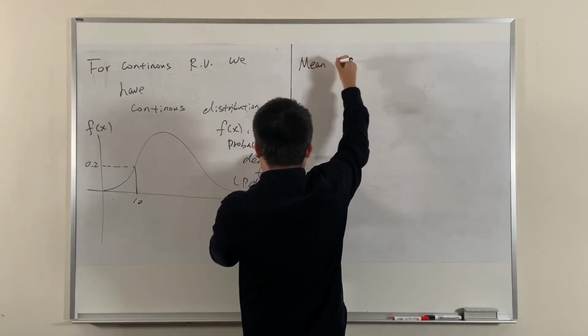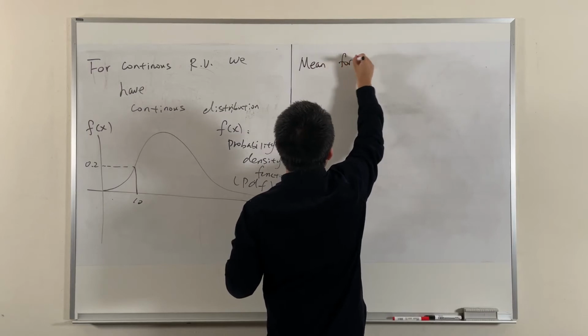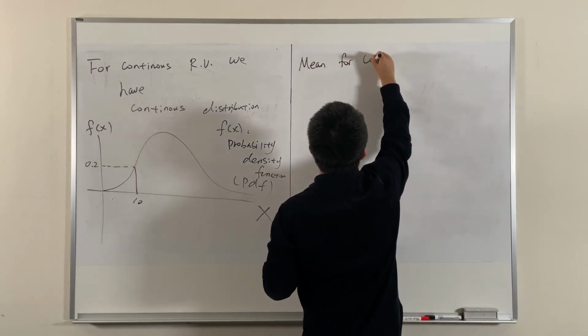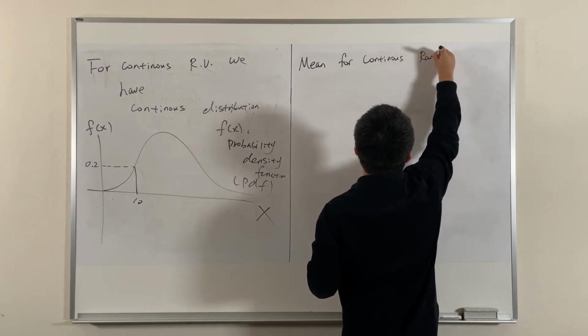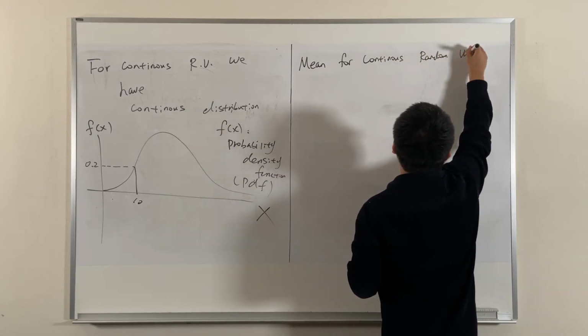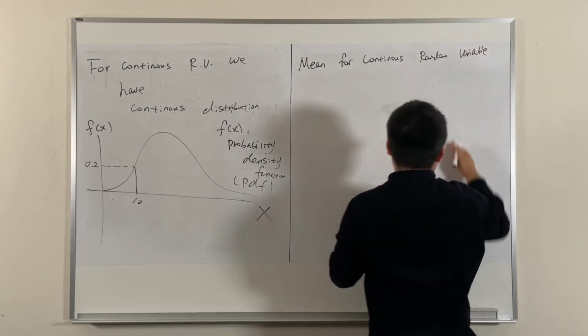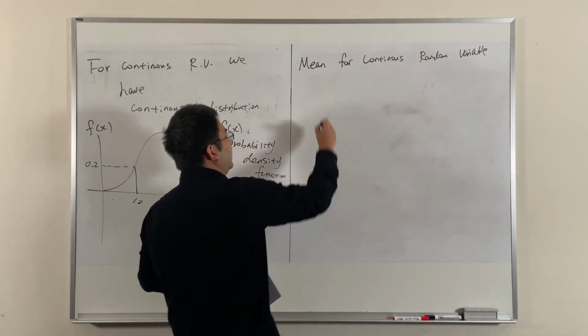Mean for continuous random variable. Okay, cool. So let's see if this one works, right?